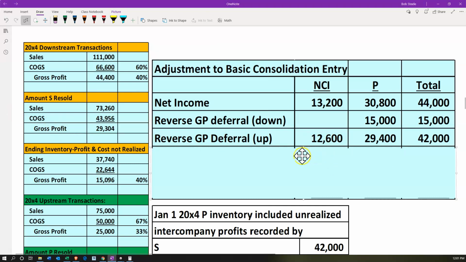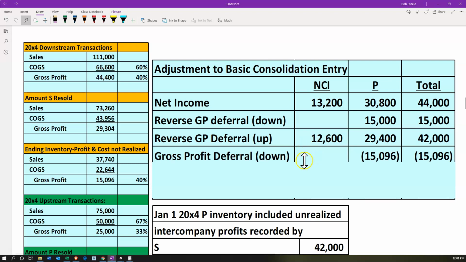And then the next component of this is then we're going to say this. Now we're looking at the current year things that happened, which we did with our little colorful worksheet on the right. So gross profits deferral down, meaning we're talking about current year intercompany transactions that went down, from parent to subsidiary, where the parent sold inventory to the subsidiary. We said, here's the sales, here's the resale that happened, and then this is the number we're looking for, that 1596. So that goes here, it's going to be a subtraction, so we're going to reduce here. Because it's a down transaction, it's all going to go to P. We're not going to be splitting between the two.